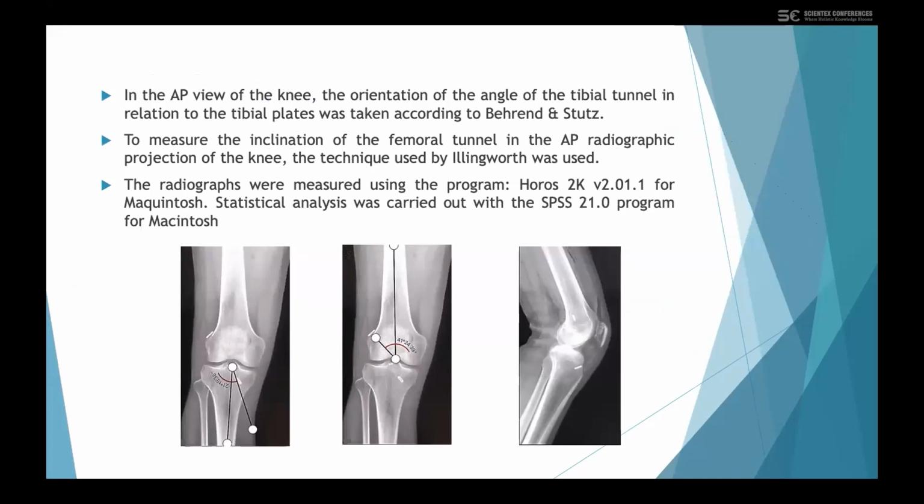In the AP view of the knee, the orientation angle of the tibial tunnel in relation to the tibial plateau was taken according to Bernard and Stutz, and the inclination of the femoral tunnel in the AP radiograph projection of the knee was measured with the technique used by Illingworth. The analysis was done with the SPSS program for Macintosh.